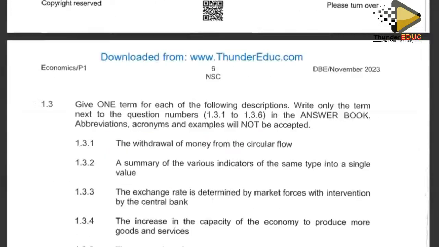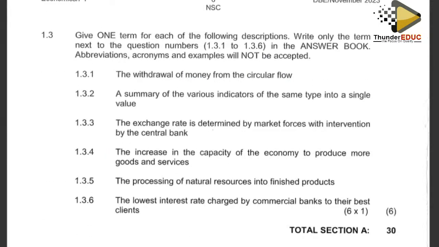The next question that we are faced with is 1.3. And this 1.3 reads as follows. Give one term for each of the following descriptions. Write only the term next to the question numbers. An example is given for 1.3.1 to 1.3.6 in the provided answer book. So abbreviations, acronyms, and examples are actually not being considered in this question.